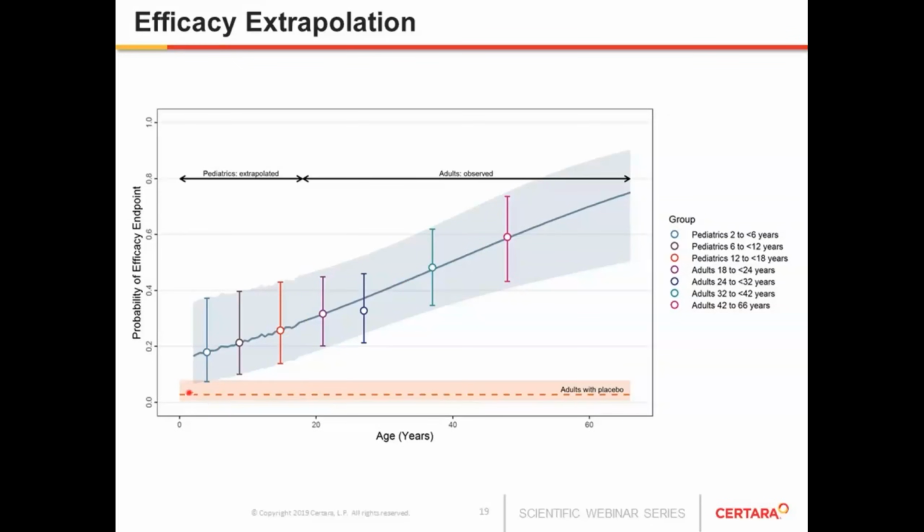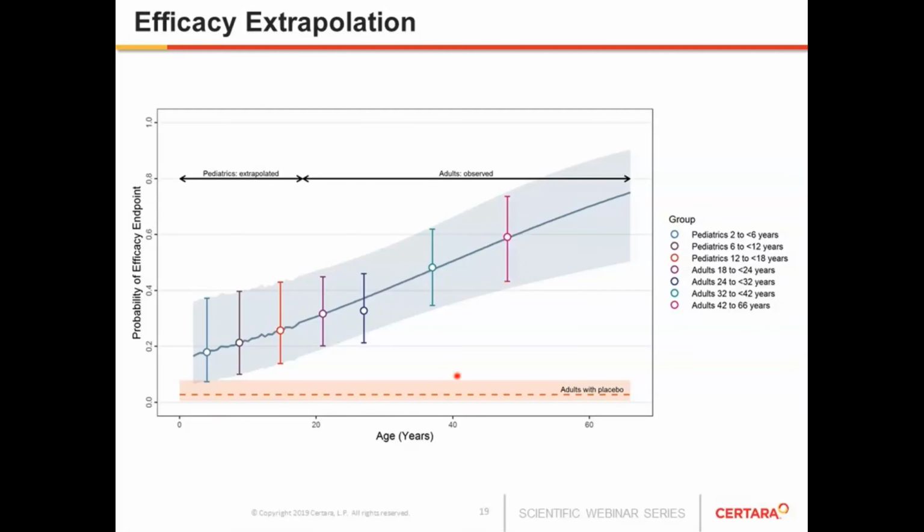We also have the dashed red line and the light red shaded area represent the observed response and the associated 95% confidence interval in placebo-treated subjects. In each pediatric age group, the symbols and error bars represent the model predicted mean response and its 95% CI. In each adult age group, the symbols and error bars represent the observed response and the associated 95% CI.